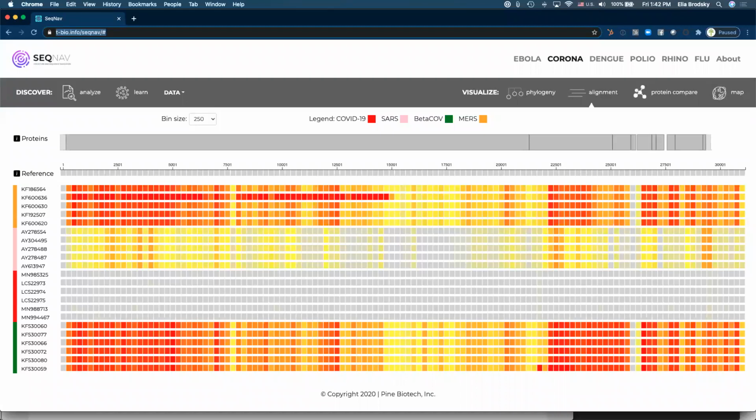Okay, you can type your answers into the chat box. Which group of sequences is the least similar to the reference genome? Again, gray is the most similar, red is the most dissimilar, the most distant, based on the number of changes that are observed in that bin. Each bin is about 250 nucleotides. You can see that there are groups MERS, SARS, COVID-19 or SARS-CoV-2, and beta coronaviruses. So which group do you think is the least similar to this reference genome?